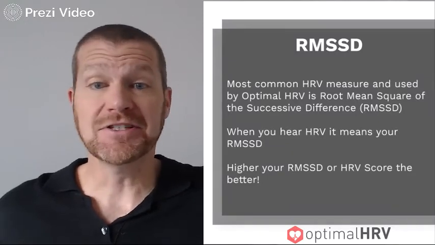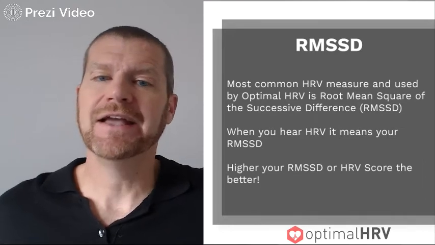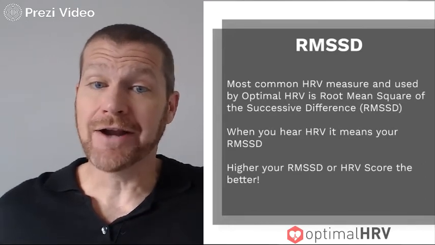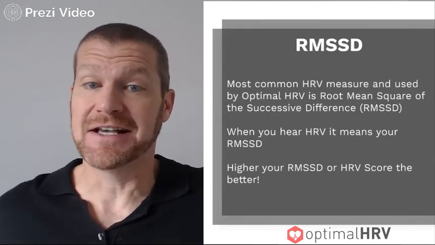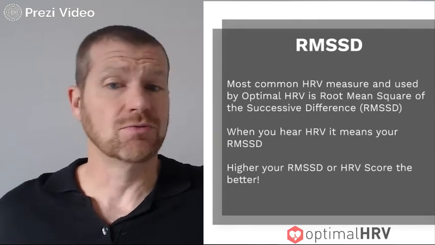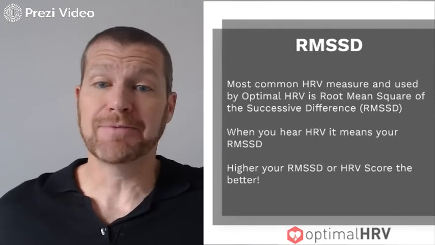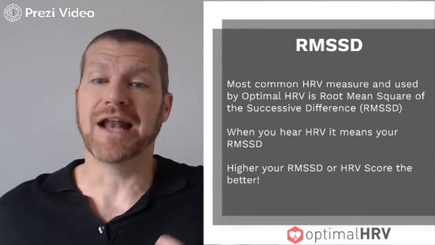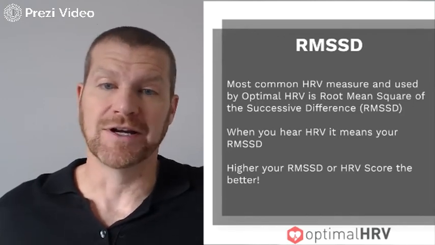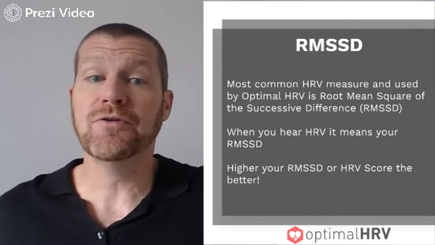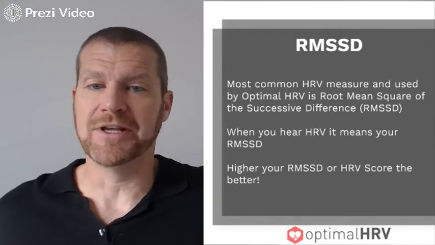Now, here's the big thing I want you to remember: the higher your HRV or RMSSD score, the better. So the real goal over time with Optimal HRV is to get higher and higher scores. In other words, improvement in your heart rate variability will be shown in higher scores.